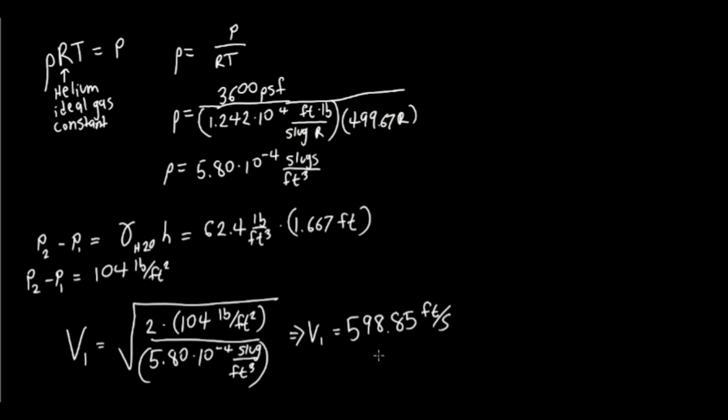This is not the end of the problem, though. It asked, can we assume that this is incompressible? In order to do that, we need the Mach number. And so I'm going to kind of draw a line down the edge of this page to show that we are starting a new calculation. And this has to do with Mach number. Mach number is equal to velocity over c, where c is the speed of sound.